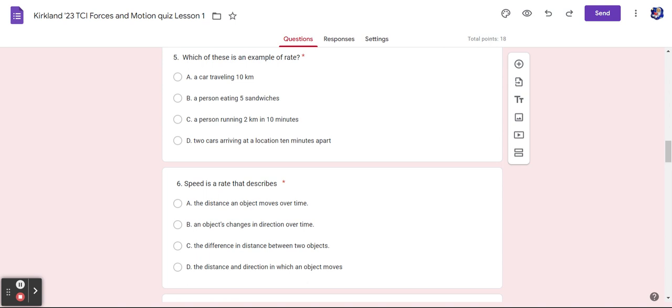Number 6. Speed is a rate that describes A, the distance an object moves over time, B, an object's change in direction over time, C, the difference in distance between two objects, D, the distance and direction in which an object moves.